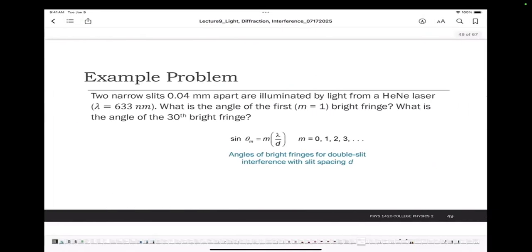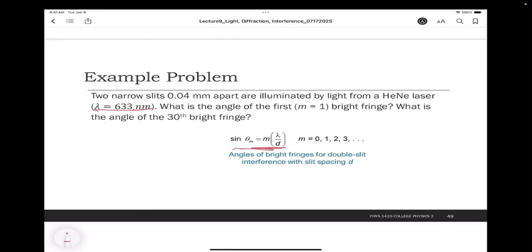Okay. Let's continue to check the other examples. Two narrow slits 0.04 millimeter apart are illuminated by light from a helium-neon laser. The lambda equals this one. What is the angle of the first bright fringe, and what is the angle of the 70th bright fringe? Since from this equation we need to know the m here, we know that, and lambda, we know that. Am I right? And d we know that.